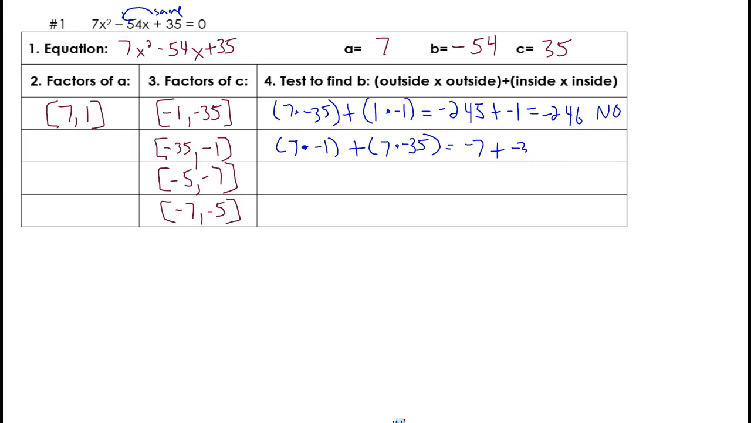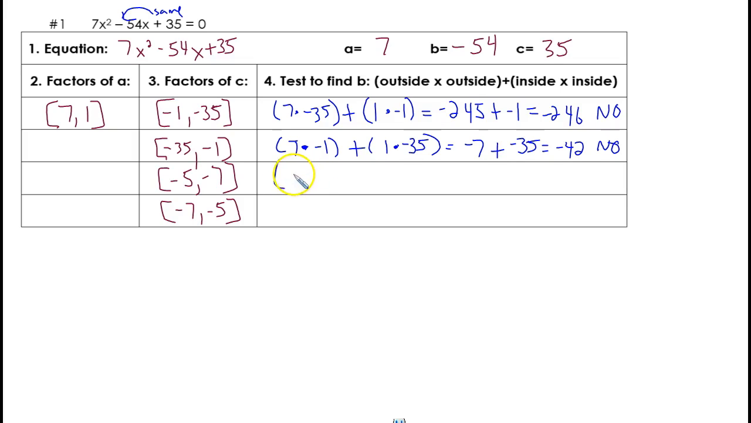I made a mistake here. Let's fix that really quickly. Everybody makes a mistake. It was inside times inside, and the inside here is a 1. The inside here is a negative 35, so it should be 1 times negative 35. So 7 times negative 1 is negative 7, and 1 times negative 35 is negative 35. And we put these together, and we get negative 42. And that's a little bit closer to what we're looking for, but it's still a no.